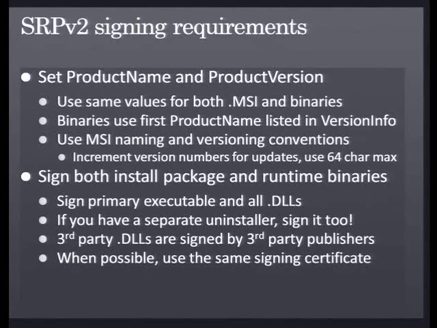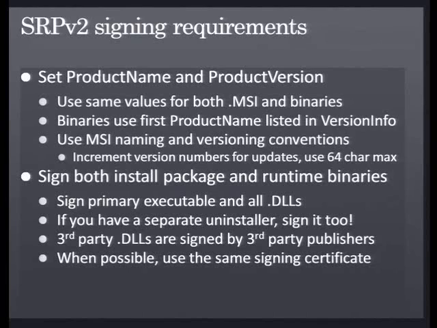For binaries that are localized and may have multiple product names and versions with different languages, make sure it is the first product name listed in the string table that matches your MSI installation file. Also, even if you're not using an MSI file, make sure to use MSI naming and versioning conventions, meaning whenever you update, increment your version number and use a 64-character max for your product name.